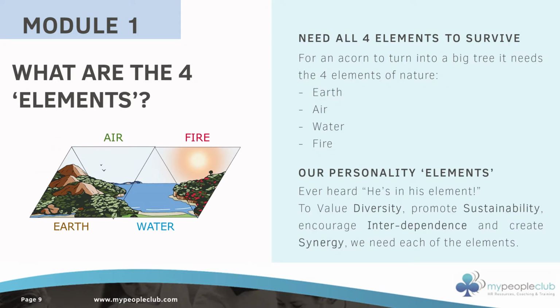So what are the 4 elements of TetraMap? Well, as I said, for an acorn to turn into a big tree, it needs the 4 elements of nature. So it needs the earth to embed in and to grow into. It needs the air, it needs the oxygen from the air. It needs the water from the rain, from the clouds, and it needs the fire, the heat from the sun. And this is the link of TetraMap to nature. And they're called elements because they are the 4 elements of nature.